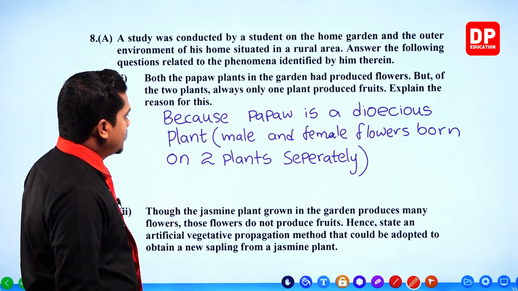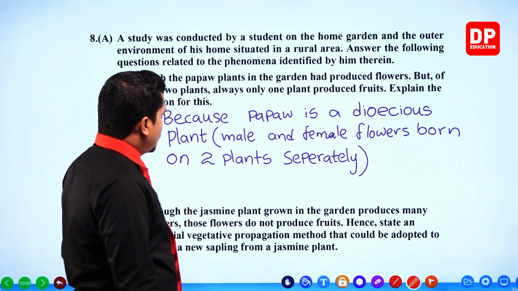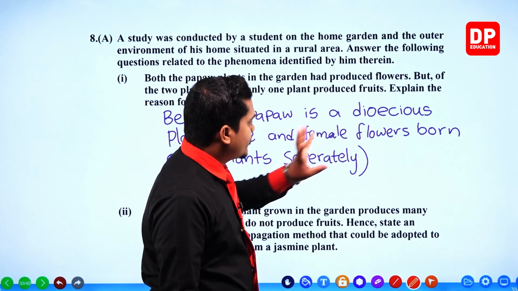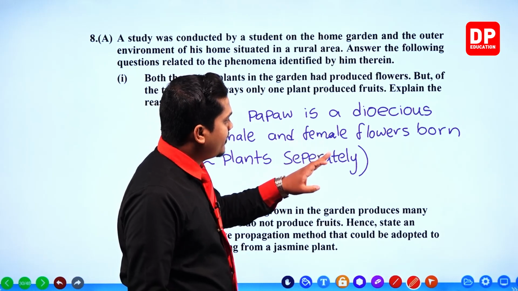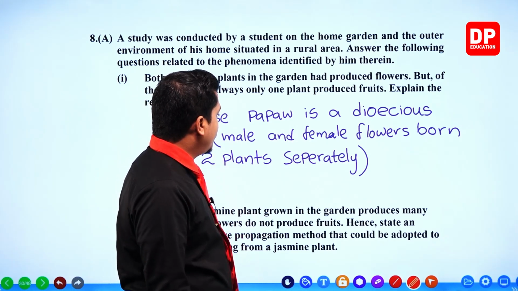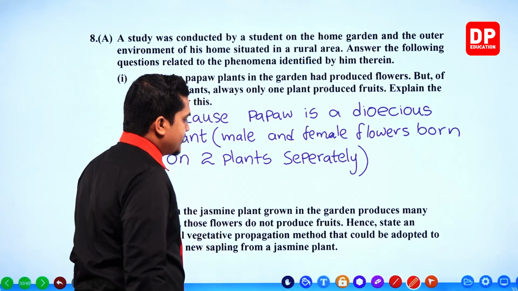Right. So this is the answer. Because papaw is a dioecious plant, male and female flowers are born on two plants separately, right? So this is the answer.